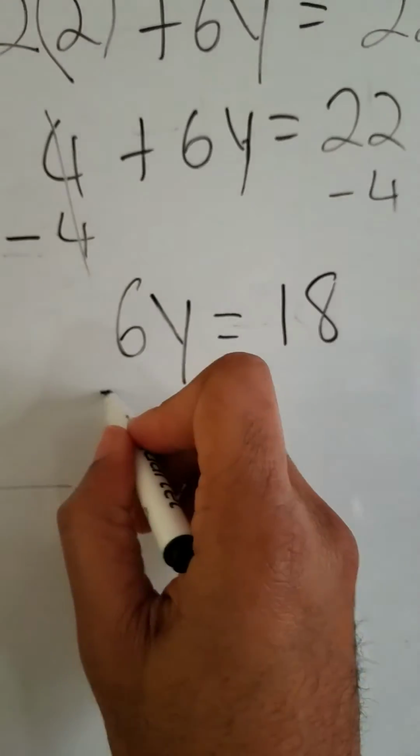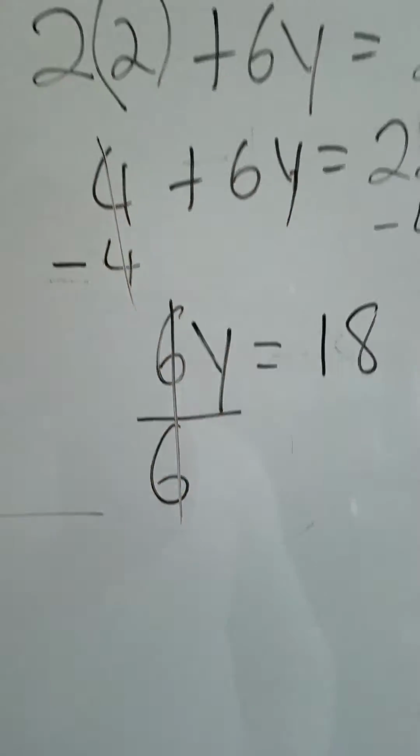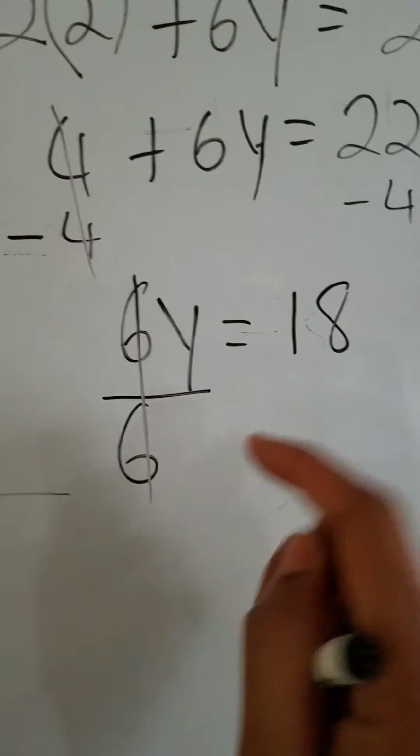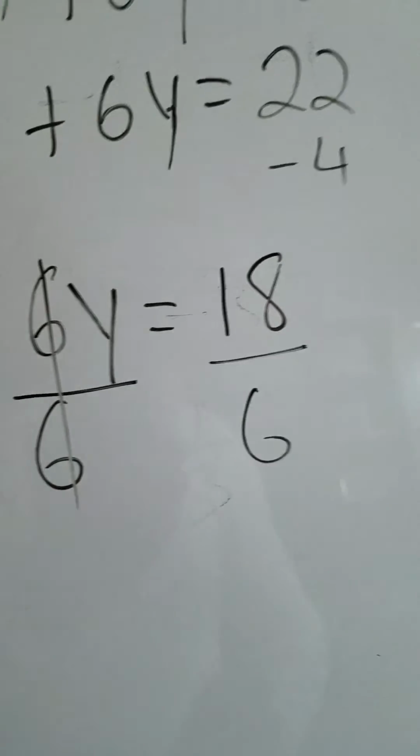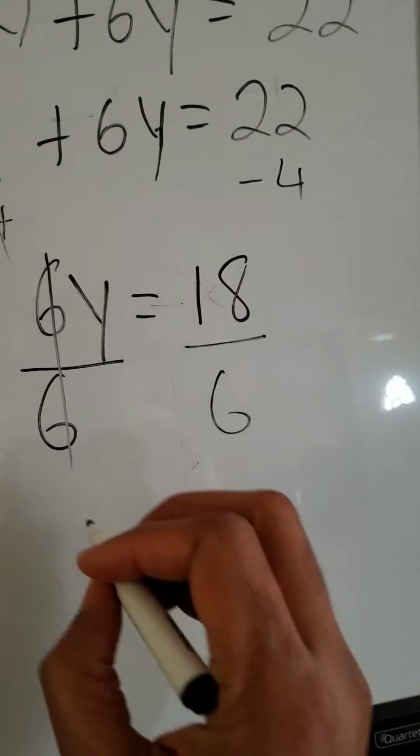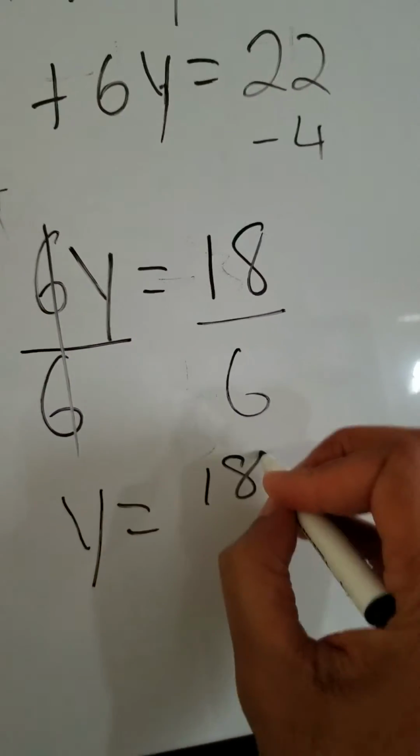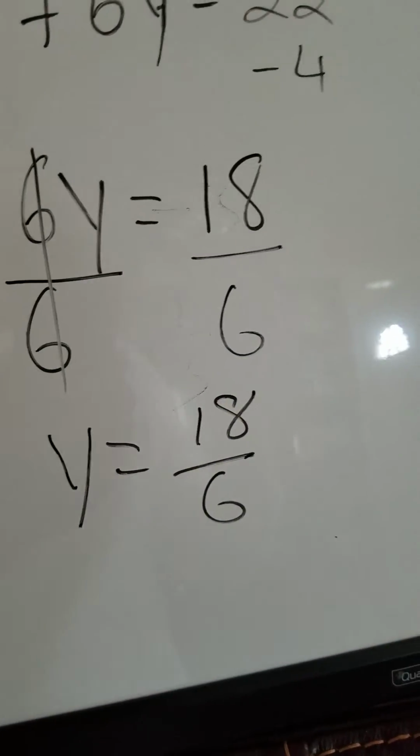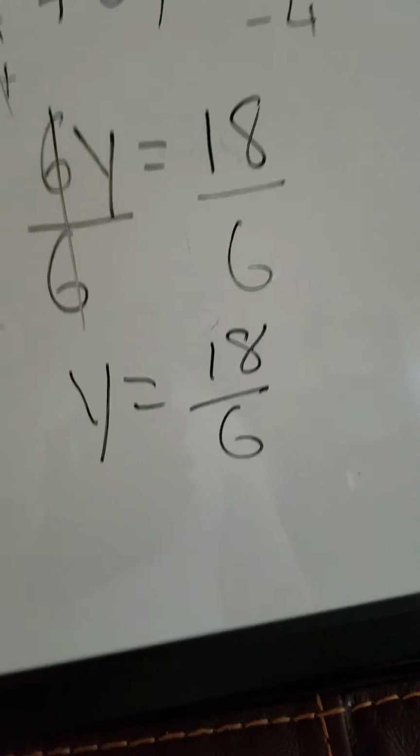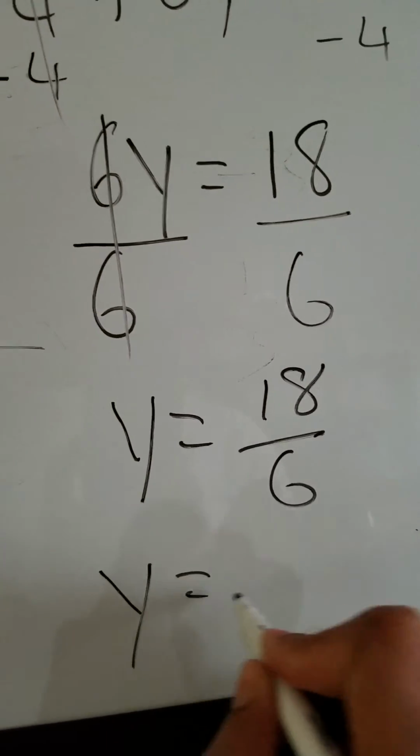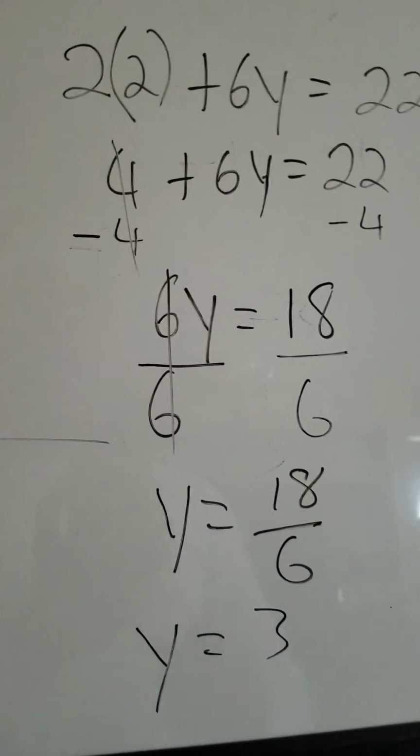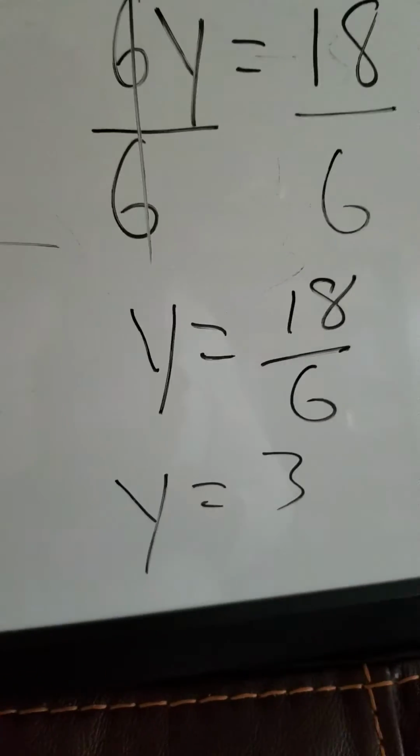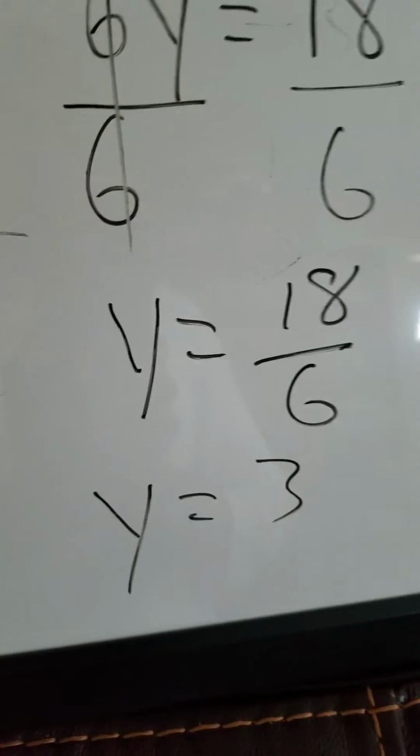From here, we divide by 6 so that we can get the y by itself. But if we divide one side of the equal sign by 6, we also have to divide the other side of the equal sign by 6. And what we have is y is equal to 18 divided by 6. A quick calculator or your multiplication table will show you that 18 divided by 6 is 3. And so now we have the value of y to be equal to 3. So now x is 2 and y is 3.